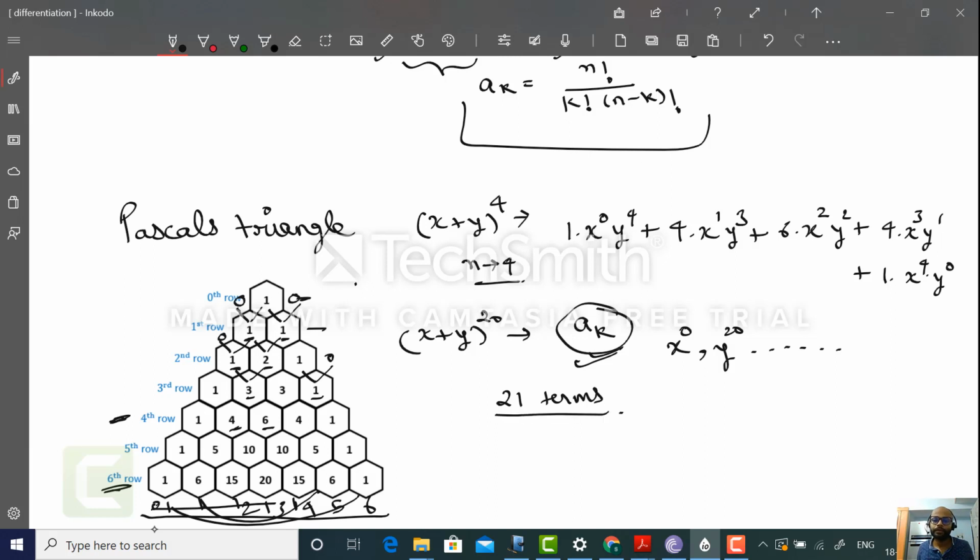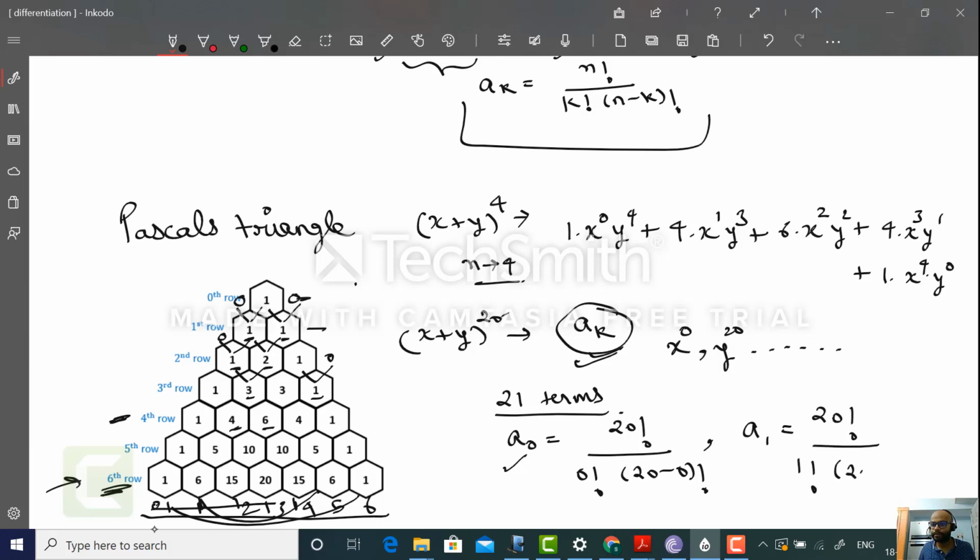All right. For a0, what you have to find is 20 factorial upon 0 factorial into (20 minus 0) factorial, where k is 0. This is the 0th term of the 20th row. Look at here. This is the 6th row and this is the first term. Similarly, this is the 0th term of the 20th row. This is the first term of the 20th row: 20 factorial upon 1 factorial into (20 minus 1) factorial.